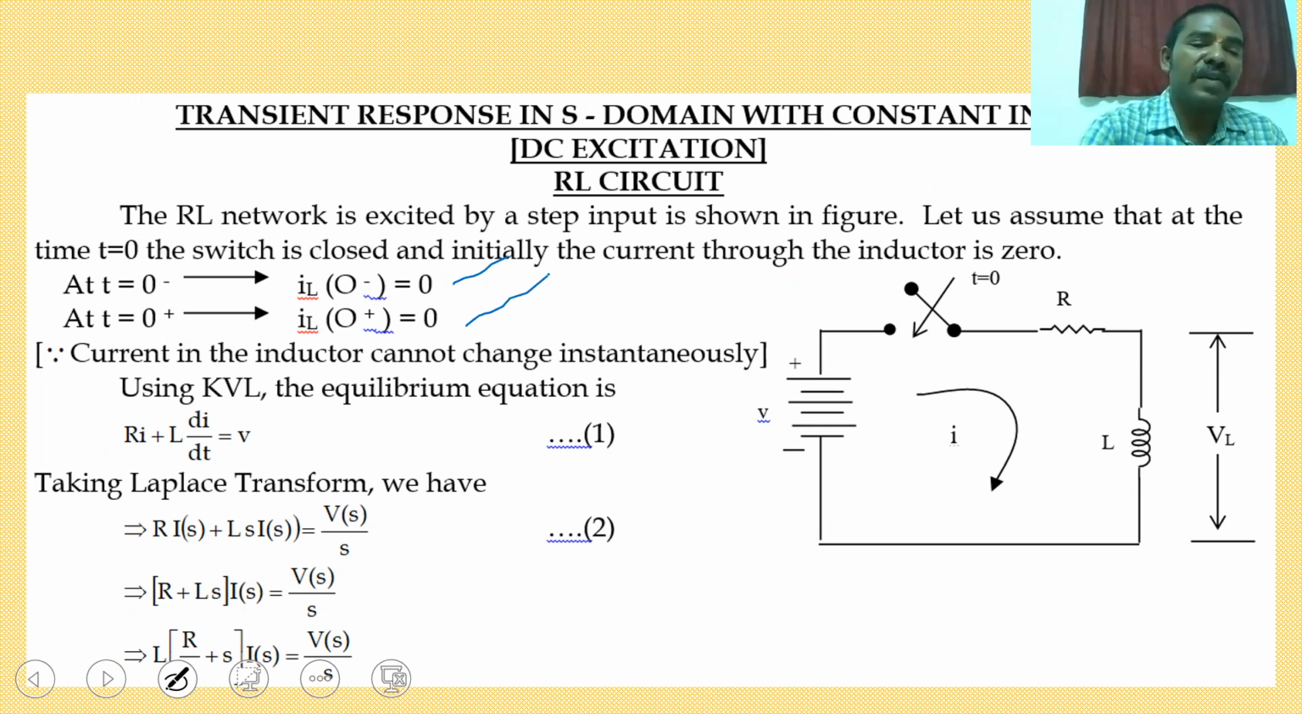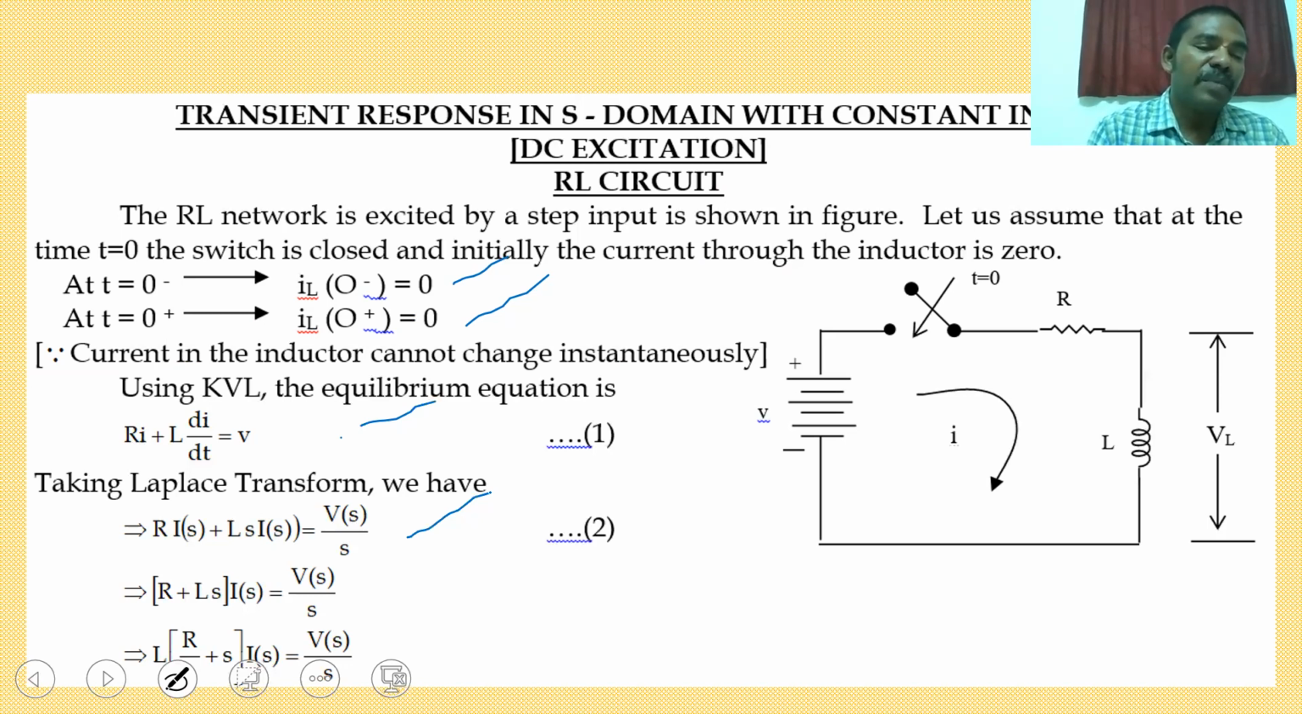So apply KVL for writing the equilibrium equation. R into I, the voltage drop across the resistor, plus L into di by dt, the voltage drop across the inductor, is equal to V, the applied voltage. Taking the Laplace transform, R into I of S plus Ls into I of S is equal to V of S by S. The given excitation is a step excitation, so that's why it is V of S by S.